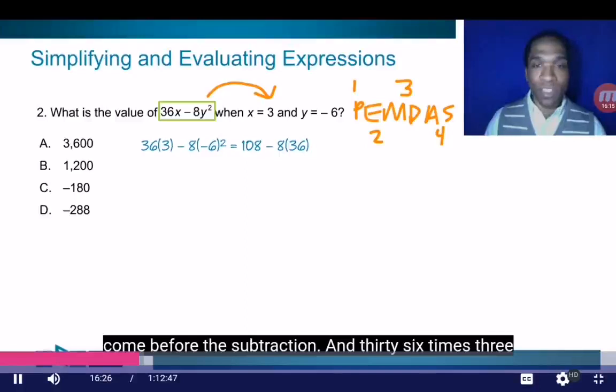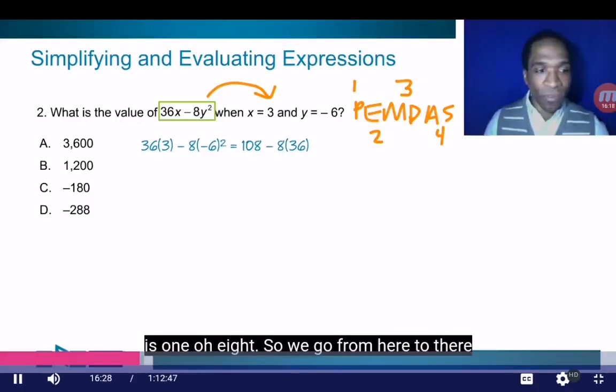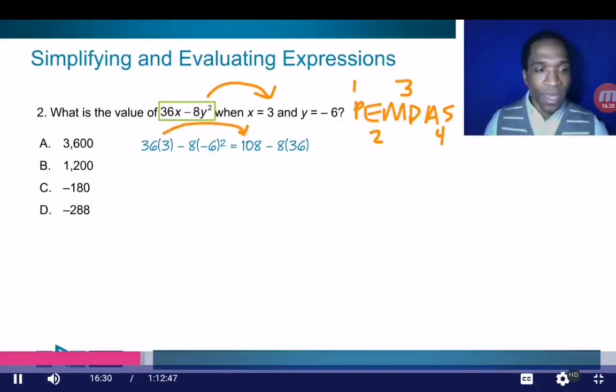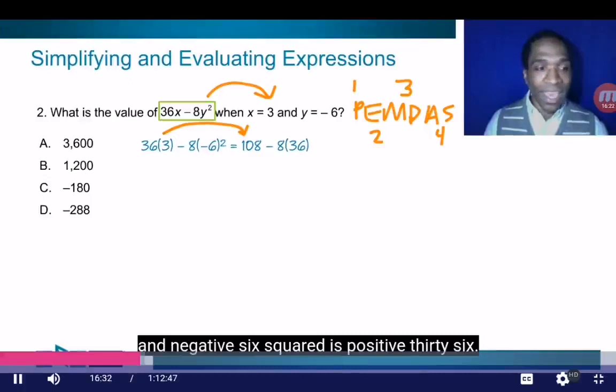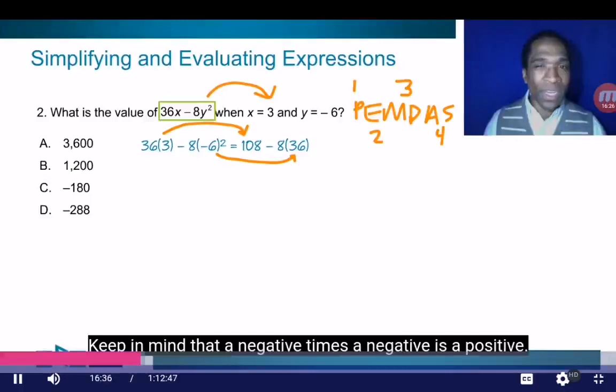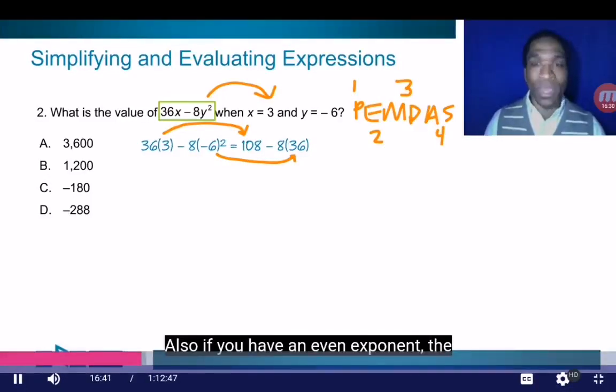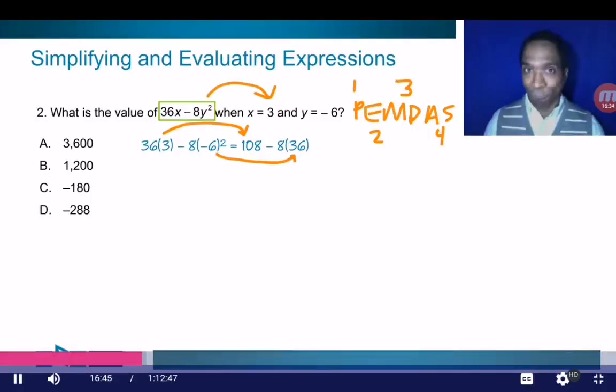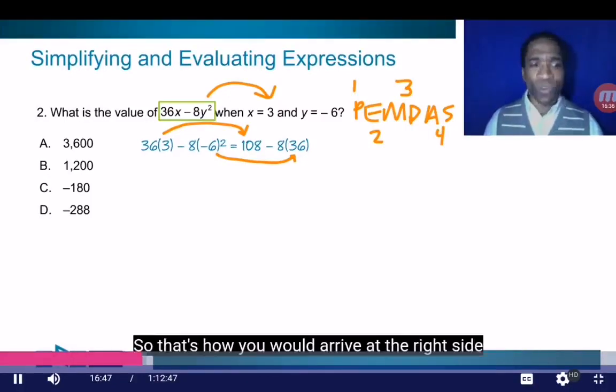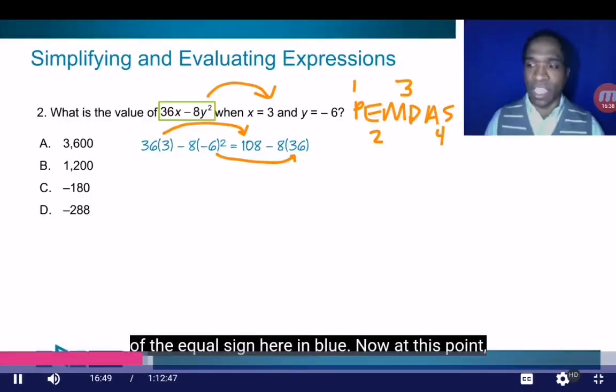And 36 times 3 is 108. So we go from here to there. And -6 squared is positive 36. Keep in mind that a negative times a negative is a positive. Also, if you have an even exponent, the result can never be negative anyway. So that's how you would arrive at the right side of the equal sign here in blue.